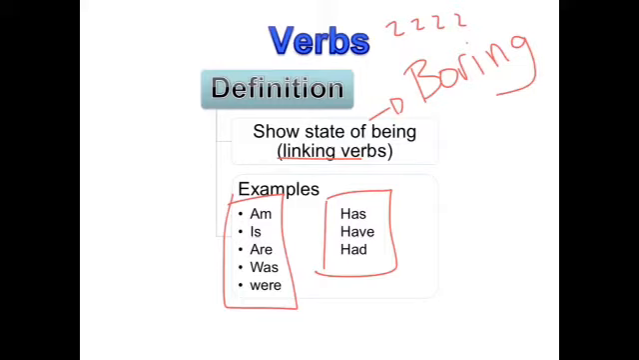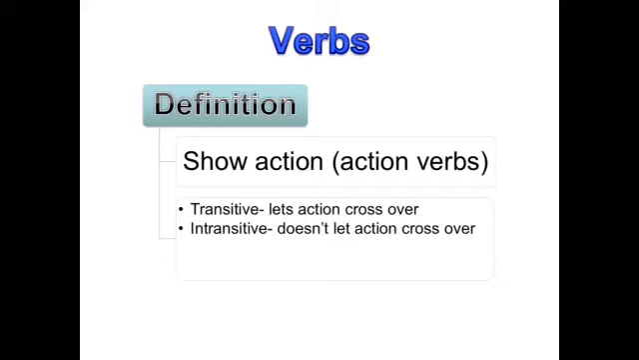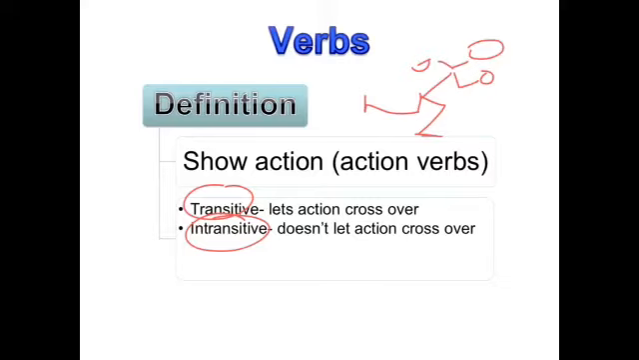Then you're also going to have action verbs. Action verbs show a person having action. We're going to have transitive and intransitive, but we're not going to worry about those right now. For now, I'll be happy when you figure out which ones are the action verbs and which ones are the boring verbs. And then eventually we'll move up to these. So for now, don't worry about that. We'll save that for another day. For now, just know that verbs can show action.